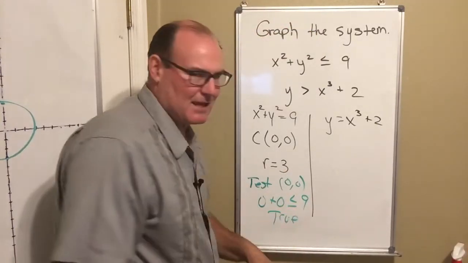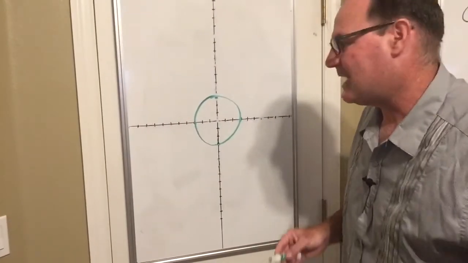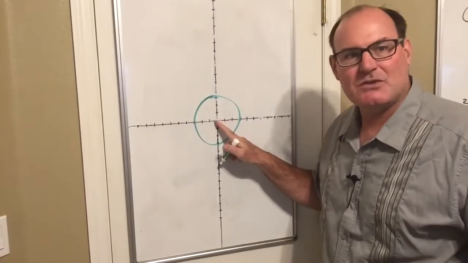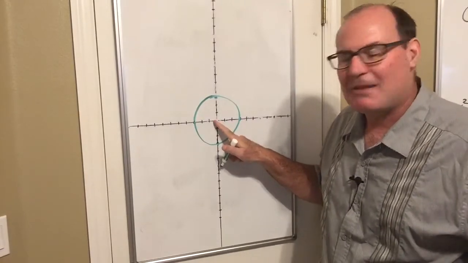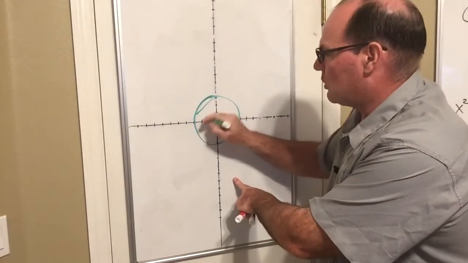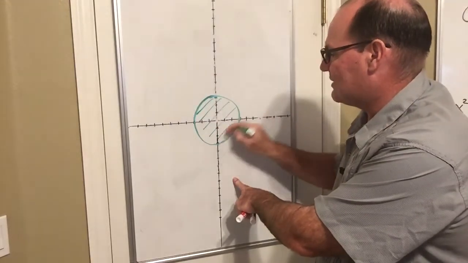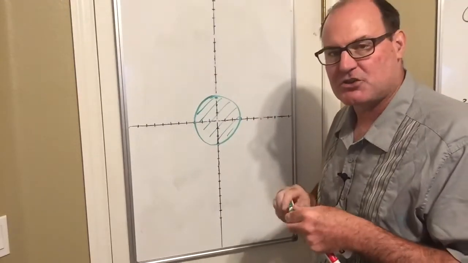0 is less than or equal to 9, so I'm going to go back to the graphing board. Sorry to make you dizzy. And since I plugged in 0, 0, I got myself a true statement. What that means is for the circle, I'm going to shade inside the circle. So there we go. There's our first graph done.